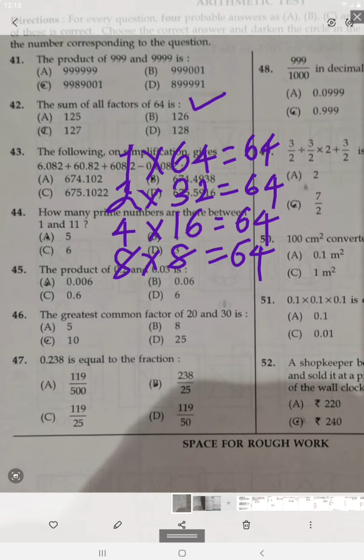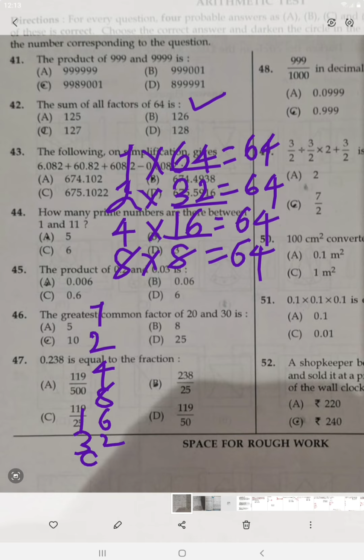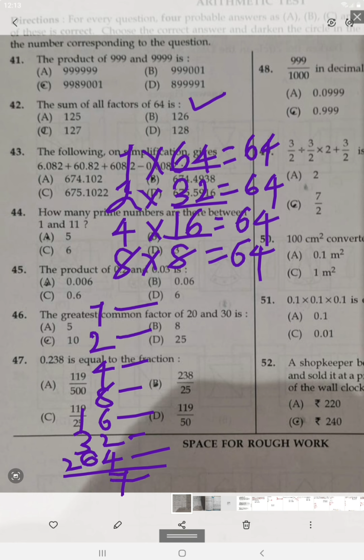So here you just have to add all these numbers. See here 1, 2, 4, 8 and 16, 32, 64, right? Let us add all these numbers: 4, 6, 12, 20, 24, 26, 27. Alright, so here 2, and here 2 plus 6, 8, 8, 11 and 12. Okay, so 127 is the right answer. Alright, so 127 is the right answer.